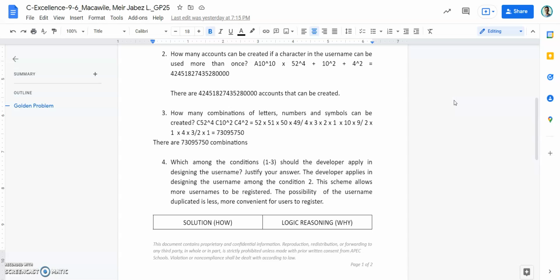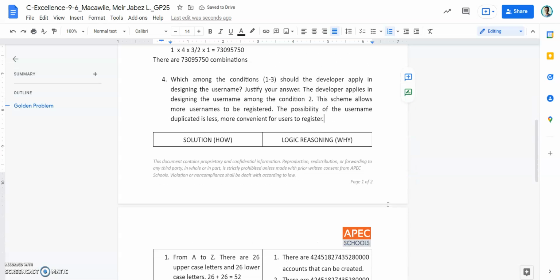Now, which among the conditions should the developer apply in deciding the username? Justify your answer. Now my answer here is that the developer applies, in deciding the username, condition number 2. This allows more usernames to be registered. The possibility of the username being duplicated is less. It is more convenient for users to register.